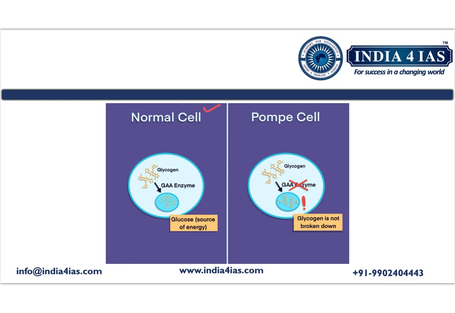So this is a normal cell and this is a cell affected by Pompe disease. So in a normal cell, what happens? The enzyme acid alpha glucosidase breaks down the glycogen into glucose. Glucose is the source of energy for cellular activities. In case of a Pompe disease cell, there is no breakdown of glycogen into glucose due to absence of the enzyme GAA. So this leads to the accumulation of glycogen in the cells of the body.